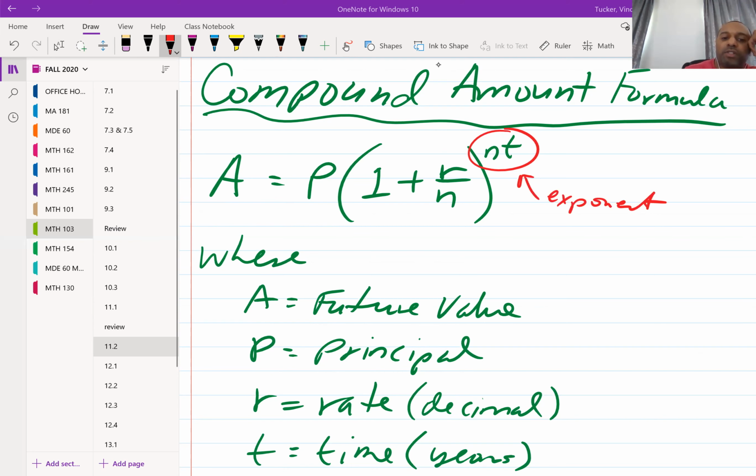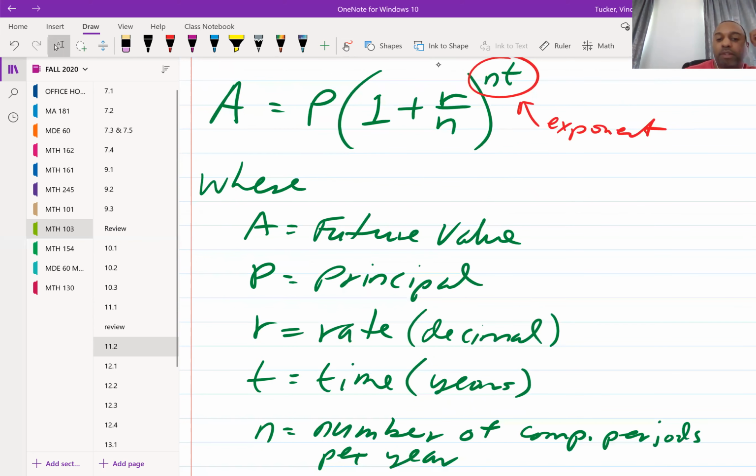All right. So now N is going to be the number of compounding periods per year. So just like everything else, they're going to tell us all of that to plug in.